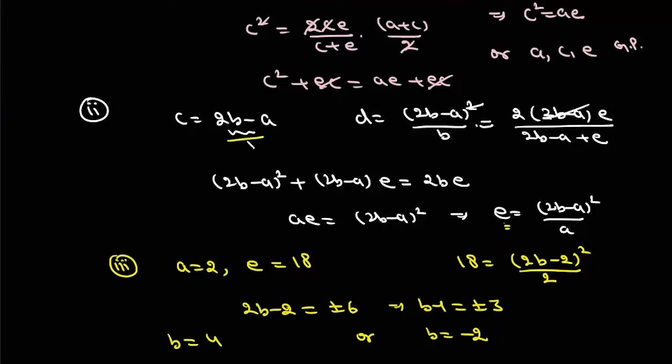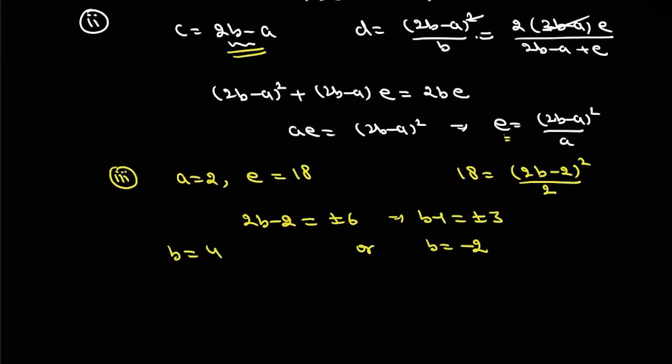Now c is 2b minus a. We want to write c. So this c will be 2b minus a. Now if b is 4, then c is 8 minus 2, 6. And here, if b is minus 2, it will be minus 4 minus 2. Then value of c is minus 6.